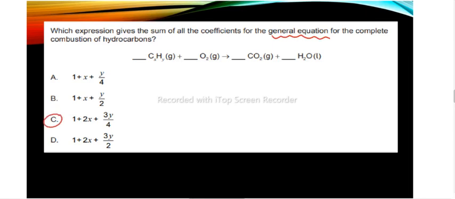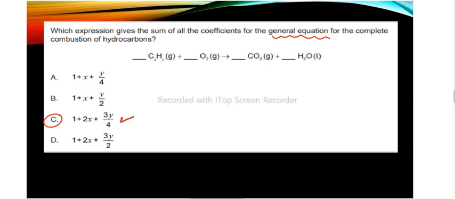So I prefer in this situation to keep this as a note inside your copybooks, that the general equation for the hydrocarbon combustion is 1 plus 2x plus 3y over 4. So you need to make sure that you know this note.